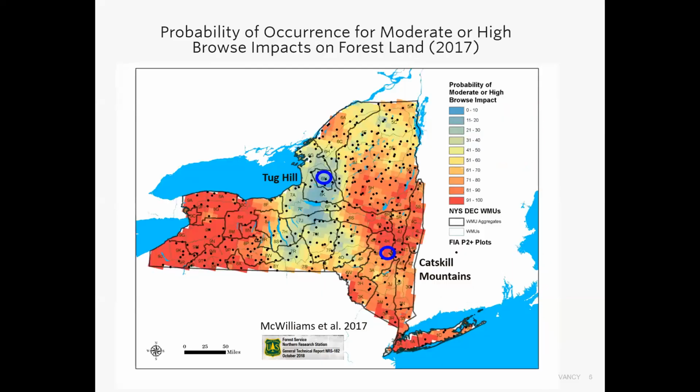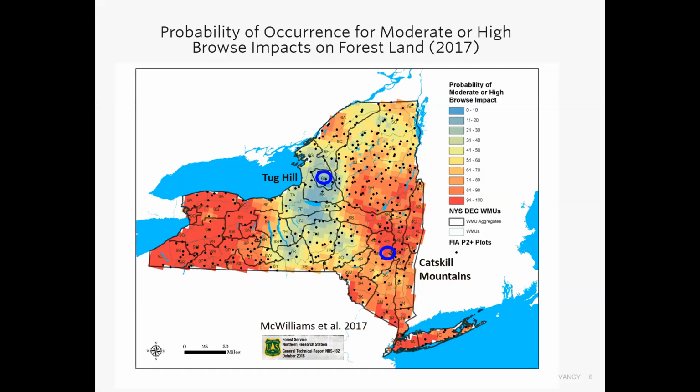So the two sites that I'm going to be talking about today are shown on this map. On the upper left-hand side, you can see outlined in blue is the Tug Hill Conservation Area. And then in the lower right-hand side is the Catskill Mountain location highlighted in blue. And so these areas are overlaid on a map that was produced by Will McWilliams with the U.S. Forest Service in a general technical report, which I highly recommend. This map is basically showing the probability of moderate to high browse impact.